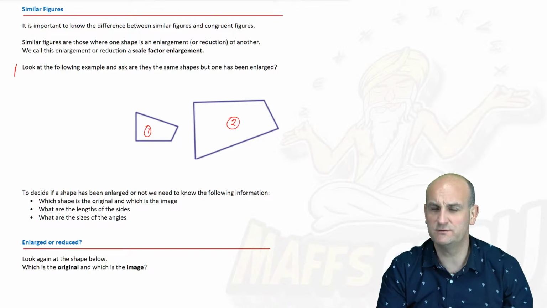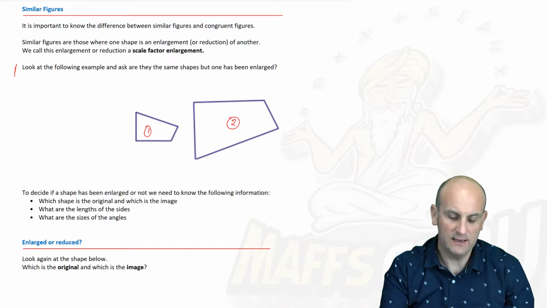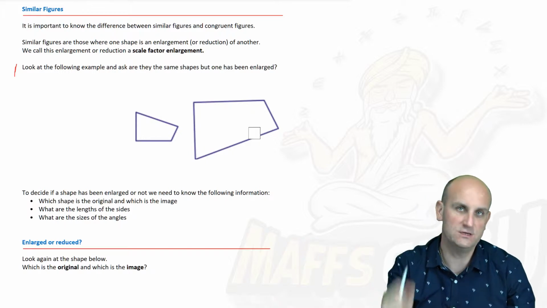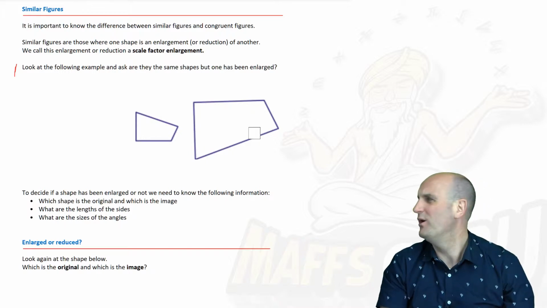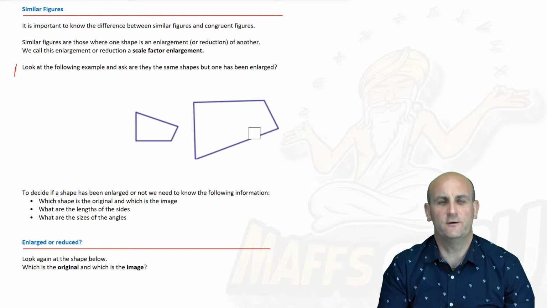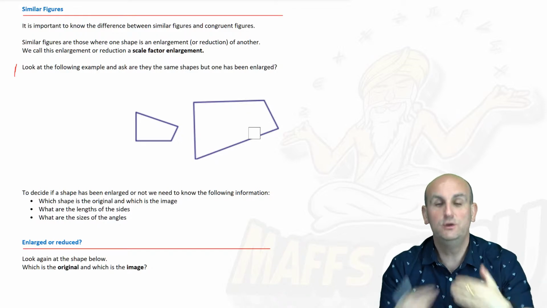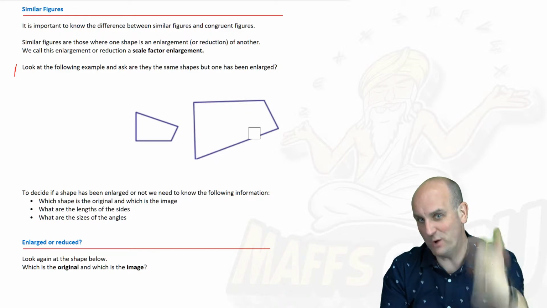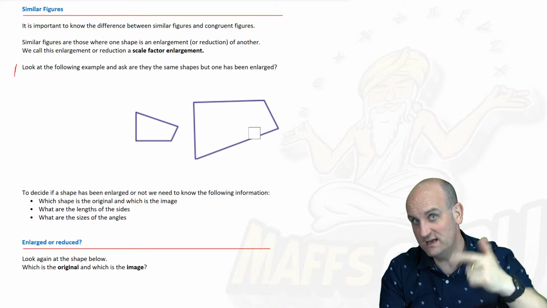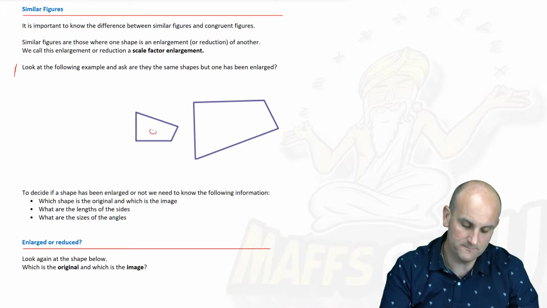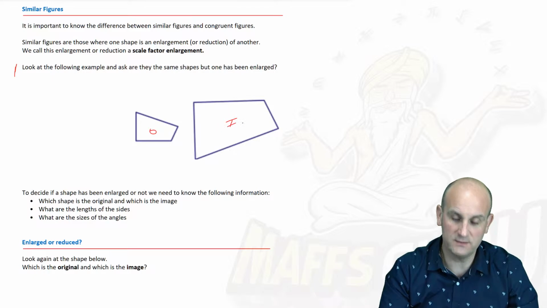Which one is the original shape and which one is the image? Now, interestingly, in maths, we tend to always think the shape on the left is the original and the shape on the right is the image. And you're going to go, what's this image you speak of? Well, when you look in a mirror, what do you see? Hopefully you see your mirror image. So you are the original, and that imposter on the other side of the mirror is your image. So we always call shapes the original, and we call the others the image.